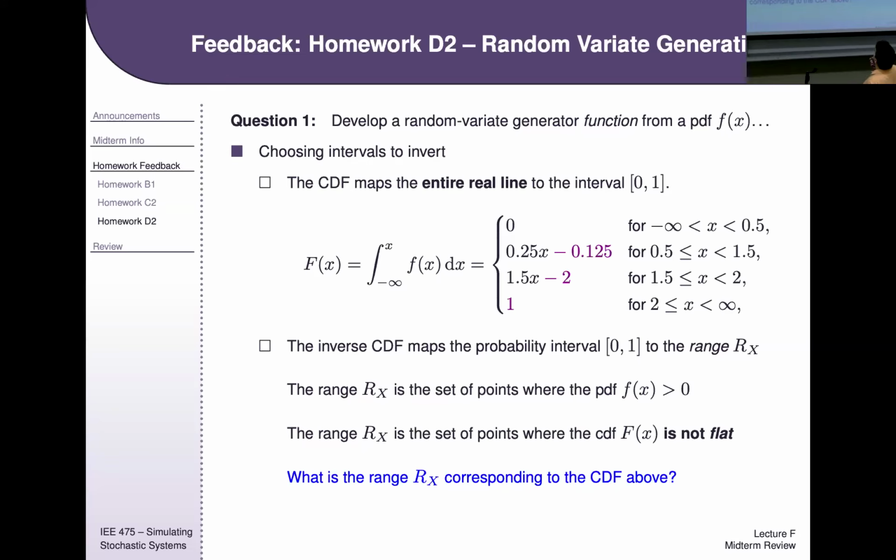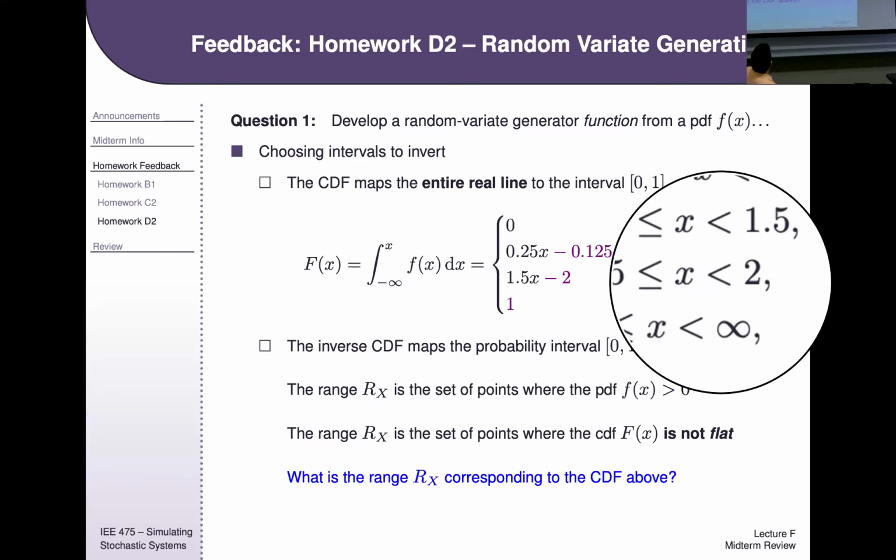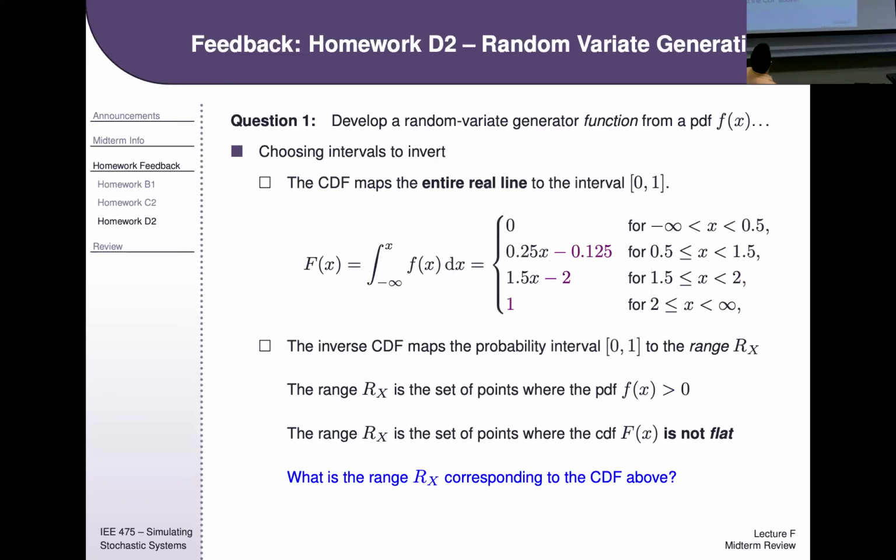So how do I figure out my ranges of R? I'm just going to take these ranges and plug them into these expressions. If I plug in 0.5 to 1.5 into this, that will give me my ranges of R. If I plug in 1.5 to 2, that will give me my ranges of R as well.